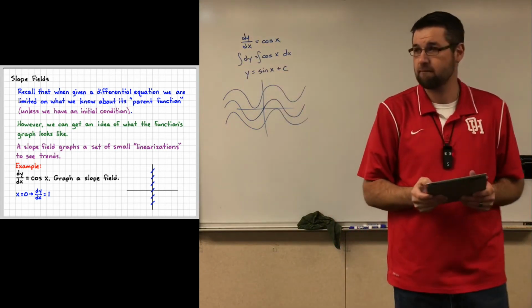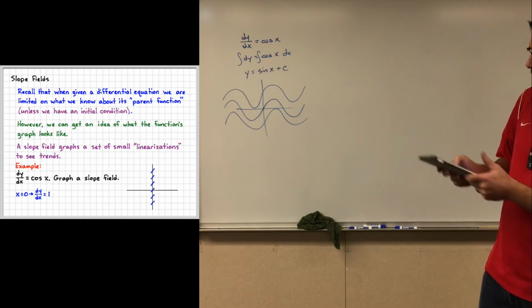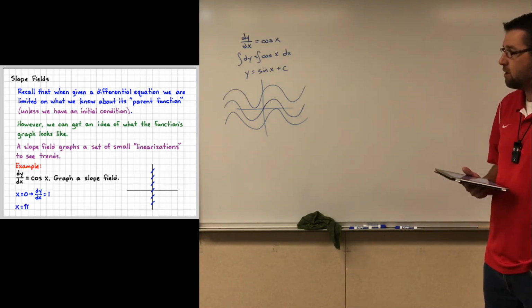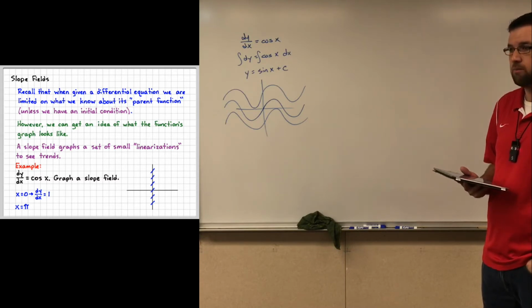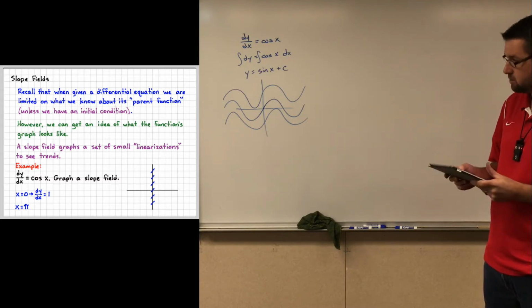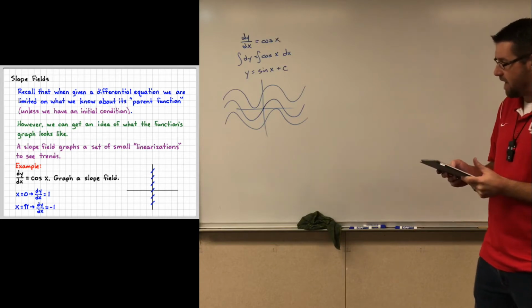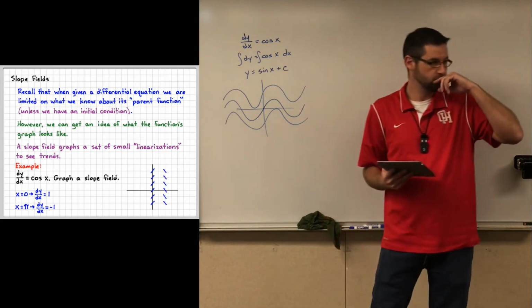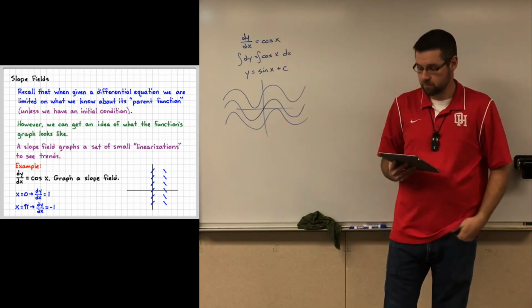What's another one we could pick? Yeah, what cosine value do you know? Pi over 2. How about pi? When x equals pi, what's the slope? Cosine of pi is -1. So at pi, we're going to go down 1. Or not down 1, but the slope of -1. You guys okay with this?